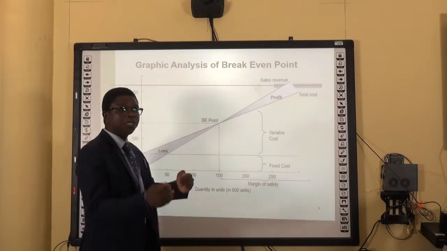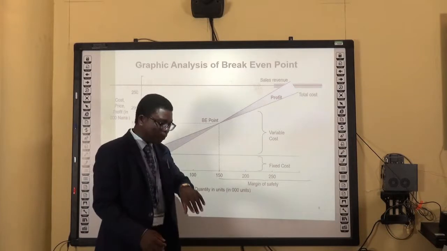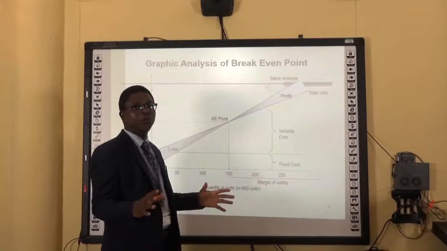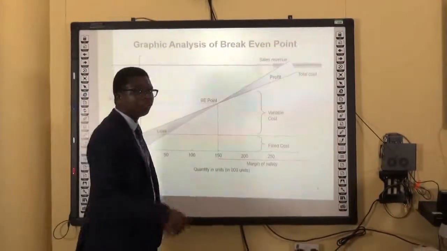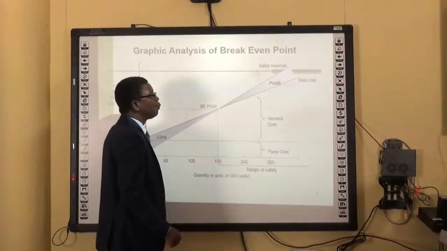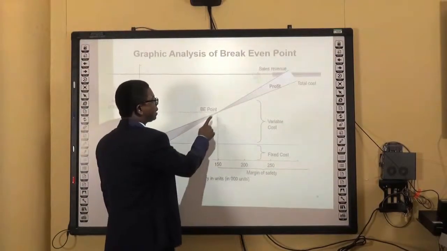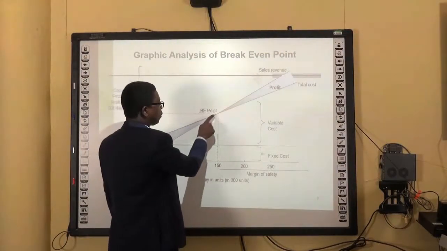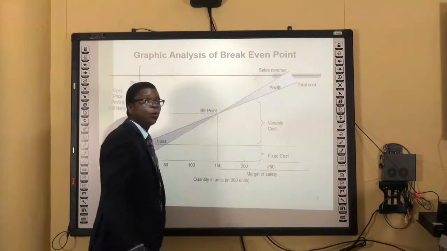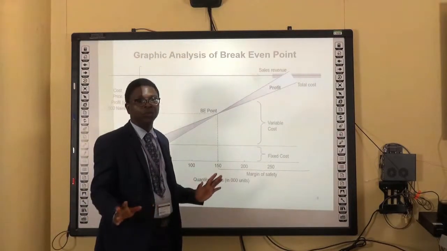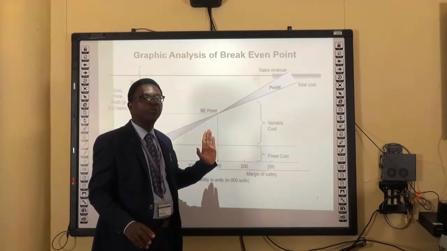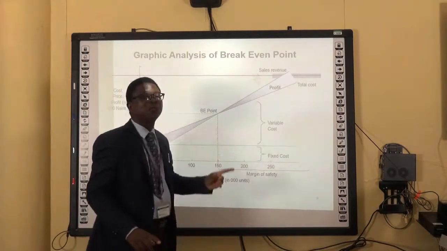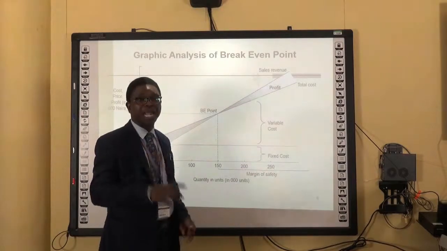Now, like we described, the break-even point is the point at which no profit, no loss is made. And on this graph, it is this point, where our sales revenue line crosses the total cost line. At this point, no profit, no loss. That is the break-even point. Every organization needs to identify this point in its profit planning.